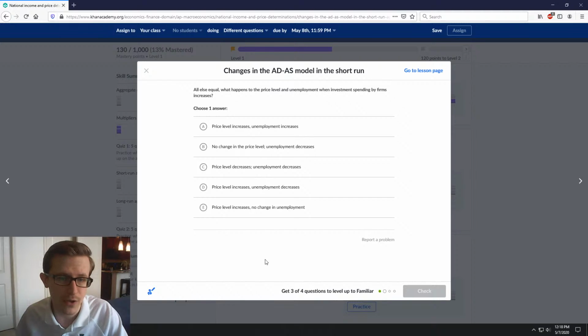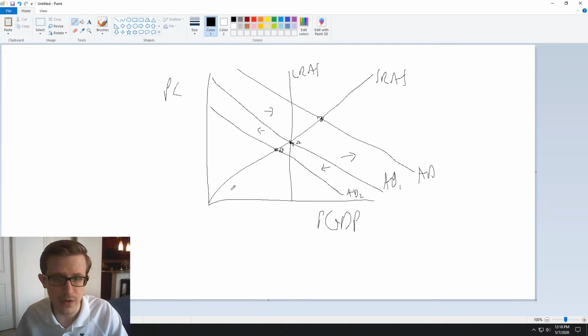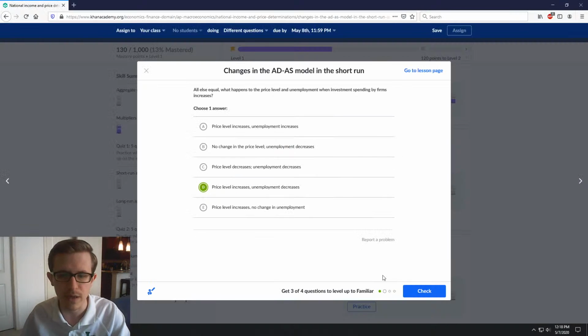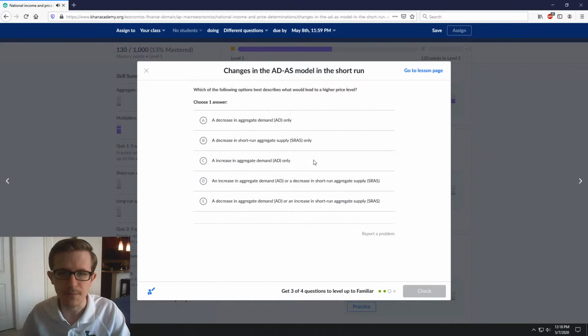So price level is up, unemployment won't be up. There won't be no change in price level. Price level will not decrease. So it's going to be one of these two with price level. So unemployment will be decreasing because, as we're moving in this direction, as there's more investment spending, people can afford to hire more employees or whatever else it might be. So it would be D there.